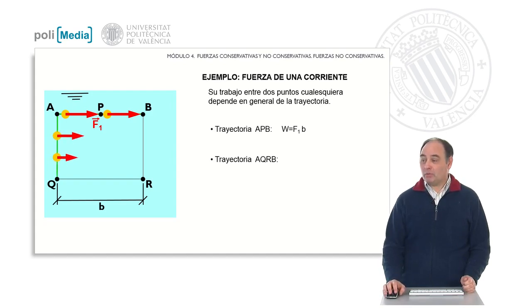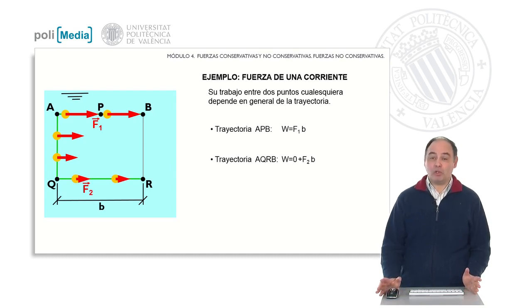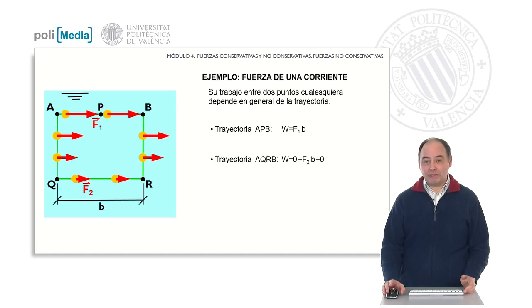If we go from A to Q, we are in the particular case of force acting perpendicular to the movement, zero work. From Q to R is force acting in the same direction as the motion, same as above, only the modulus is F2, not F1, so the work at the bottom is F2B. In the ascending part, it is again perpendicular to the trajectory, so the work is zero.